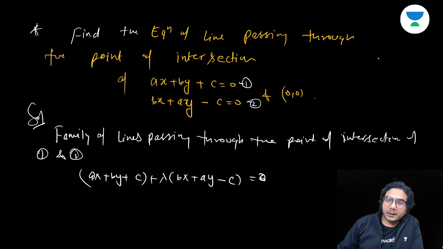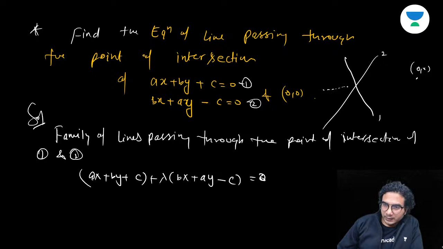Now these are line number 1 and line number 2, and this is the origin. We need this line. We have written the general equation of a line passing through the point of intersection of 1 and 2, but we need this particular member of that family. So how to find that? For that we need lambda. For some value of lambda, it will be this line which passes through 0. So how to find that lambda? That is the question.